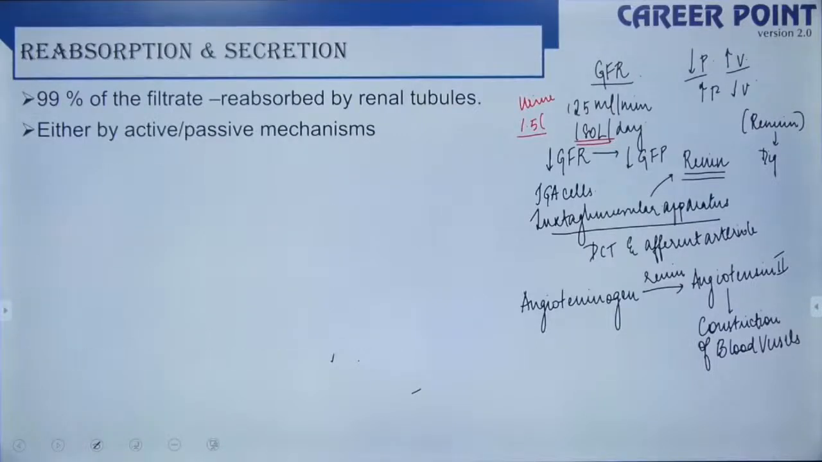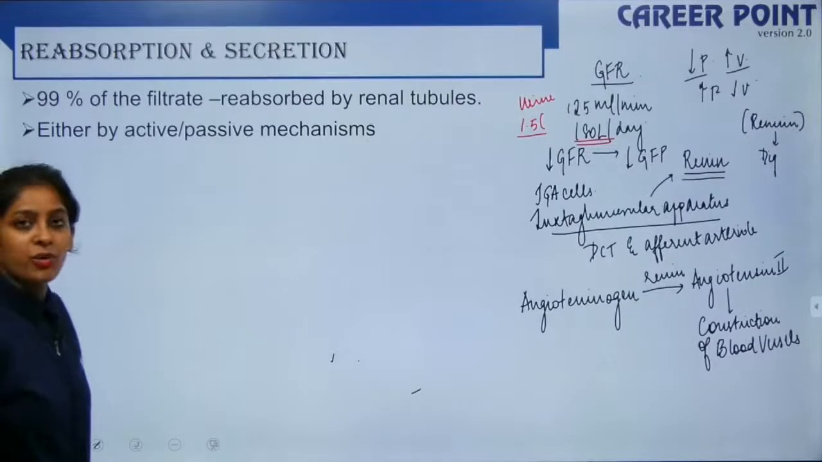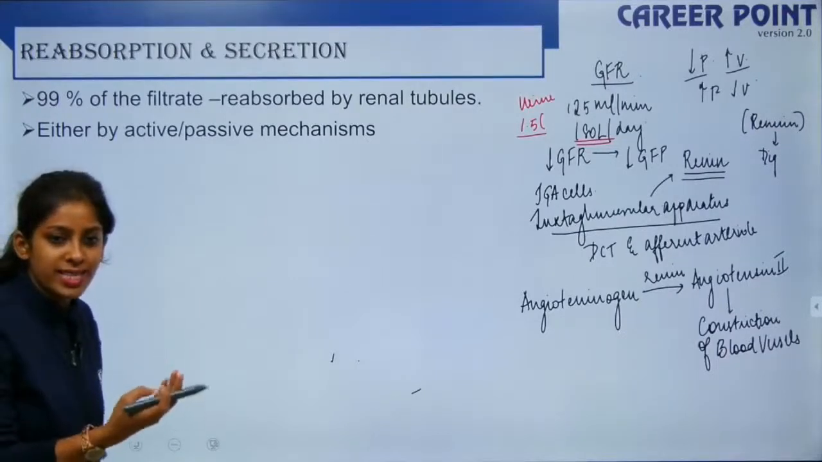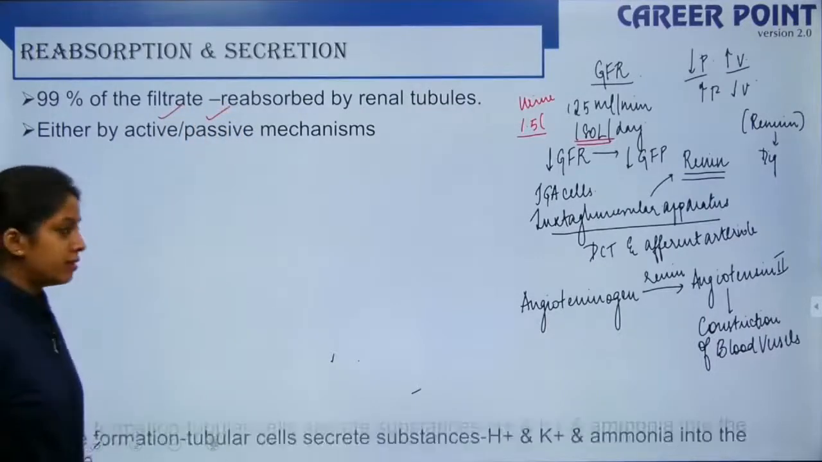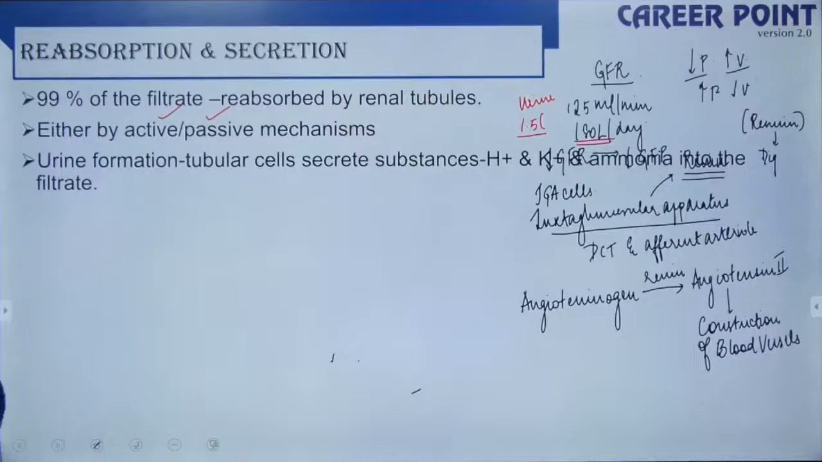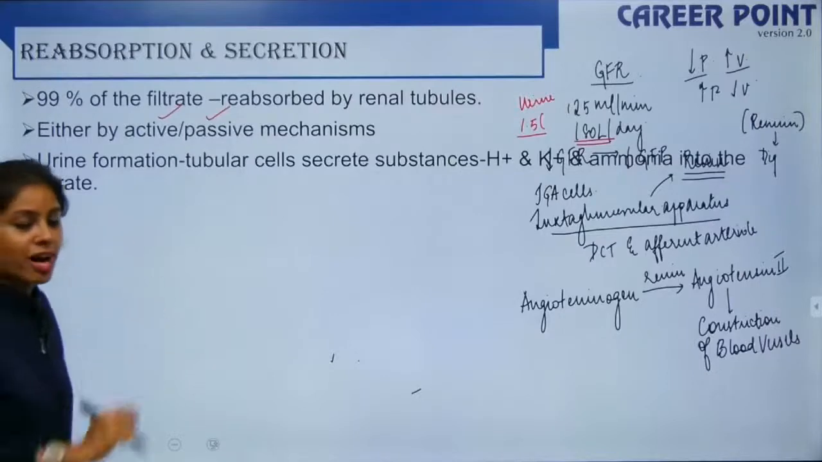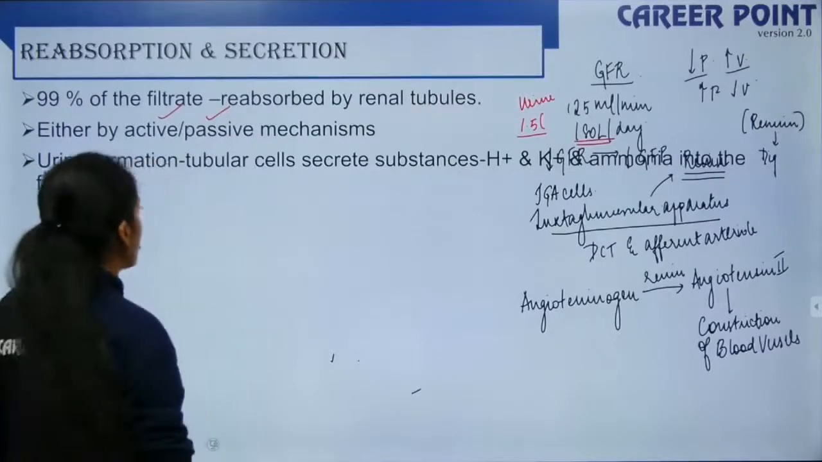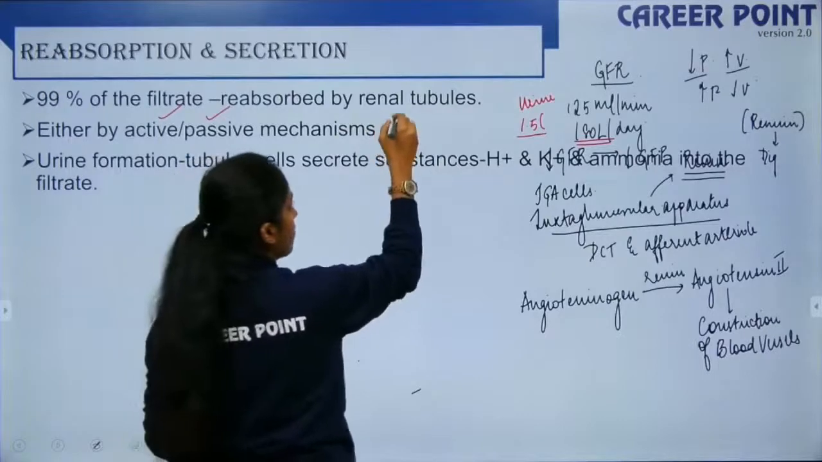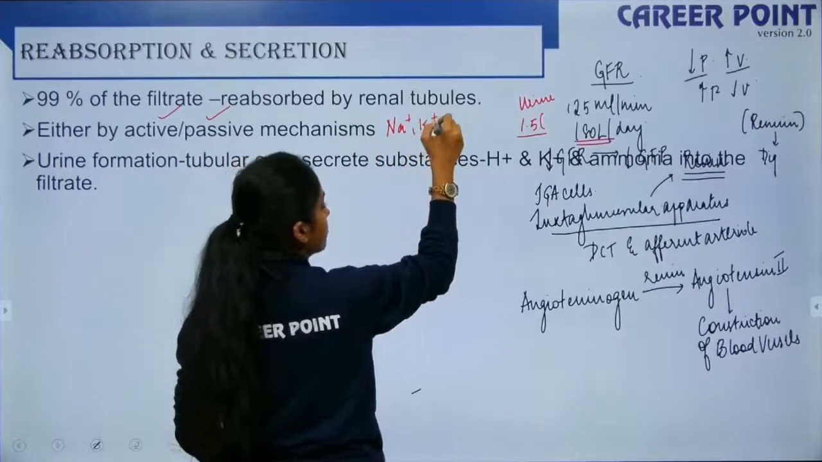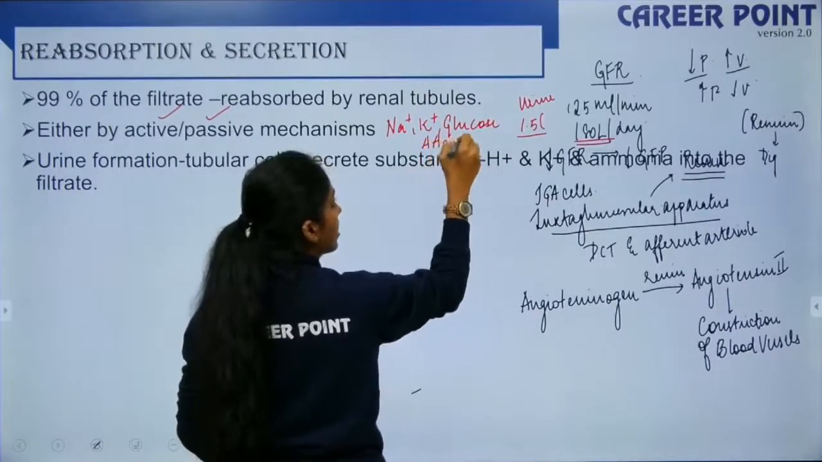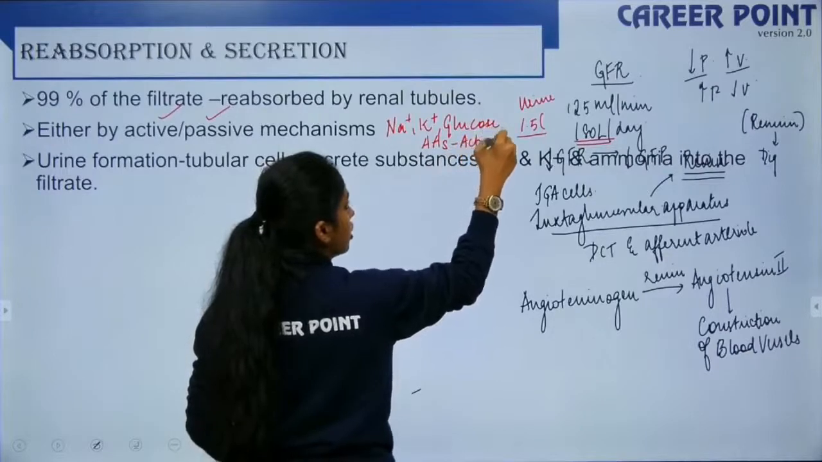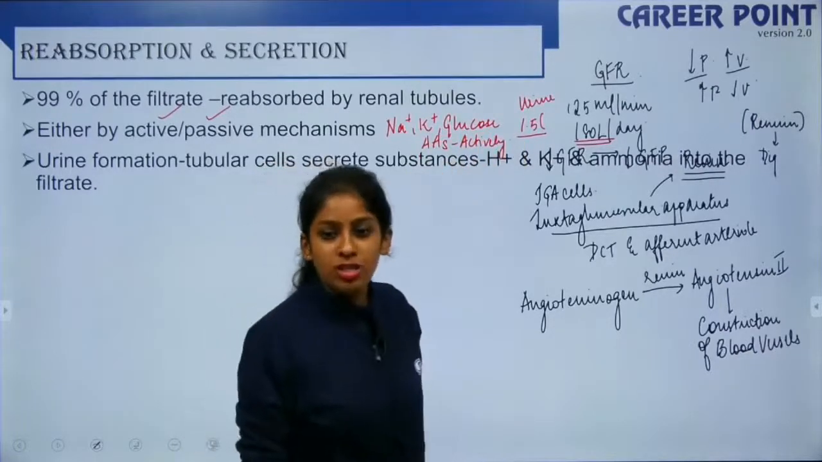Alright, okay. So this is reabsorbed by your renal tubules, that is your DCT, PCT and the collecting duct, either actively or passively. Okay. So what is getting reabsorbed? So first let's talk about that when you're talking about the function of the tubules. So you have reabsorption of your Na+, K+, glucose, amino acids. So all these are reabsorbed actively. So water is reabsorbed by the process of diffusion.